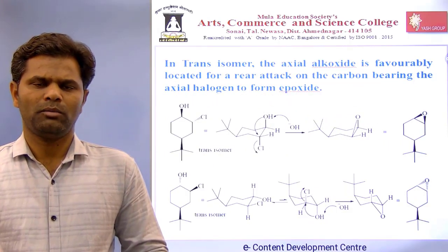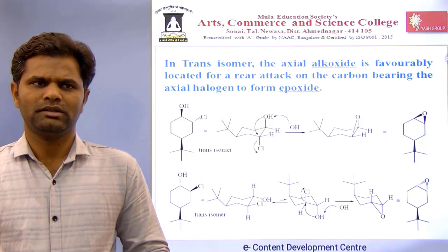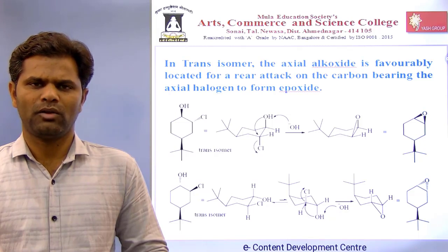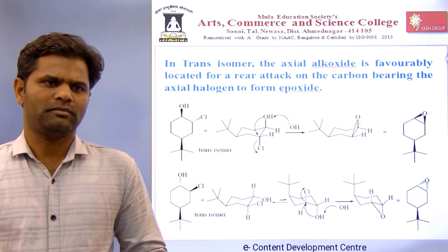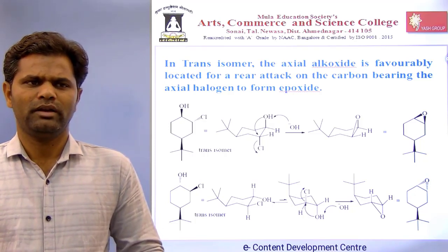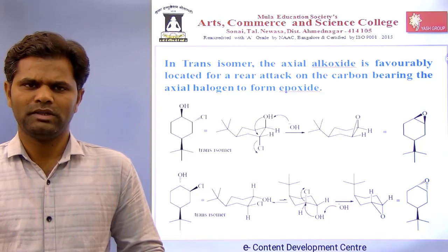Now, let's consider an example, the trans isomer and the cis isomer. Considering the first one, in the trans isomer the axial alkoxide is favorably located for a rear attack on the carbon bearing the axial halogen to form the epoxide. If you consider the first isomer, the trans isomer, there are three substituents present.